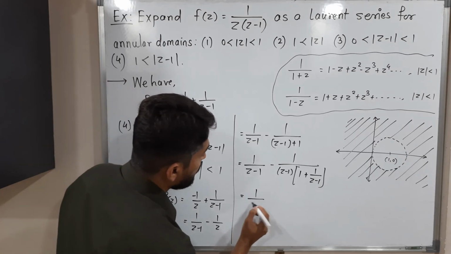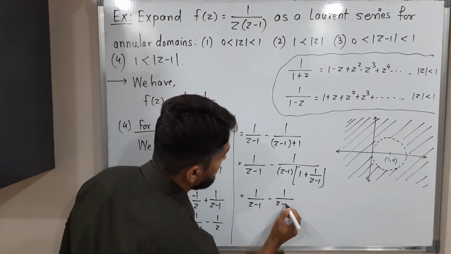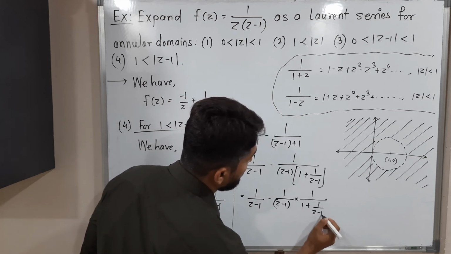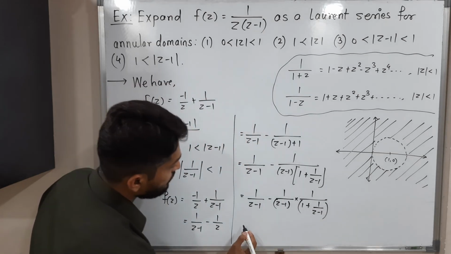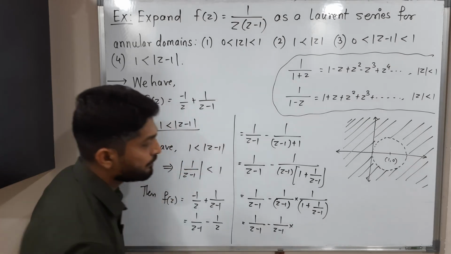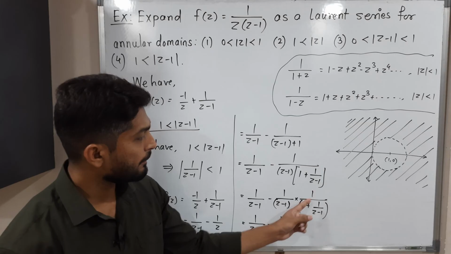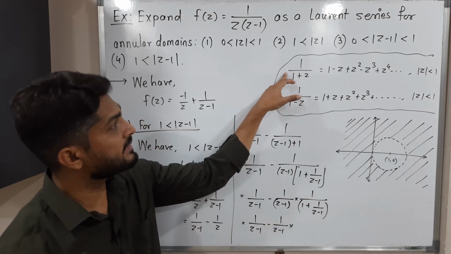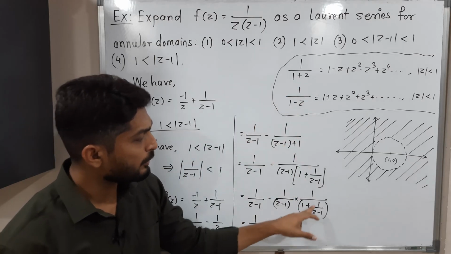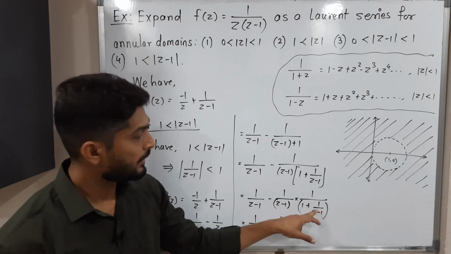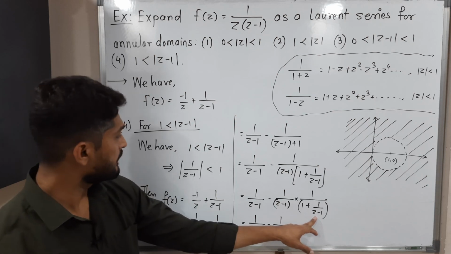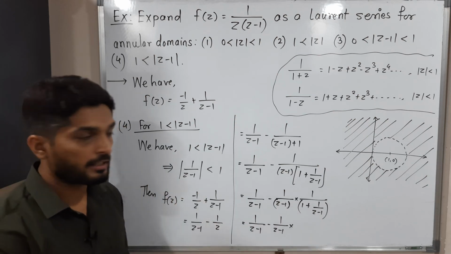This is equal to 1 upon z minus 1 minus 1 upon z minus 1 into 1 upon 1 plus 1 upon z minus 1. Let us talk about its expansion: 1 upon 1 plus z, so this series is applicable. We have the same pattern, right? In place of z, we have one complicated term, that is 1 upon z minus 1. Here mod z is less than 1, so its mod should be less than 1, then only we can expand. We have its mod less than 1, so definitely I can find the expansion.